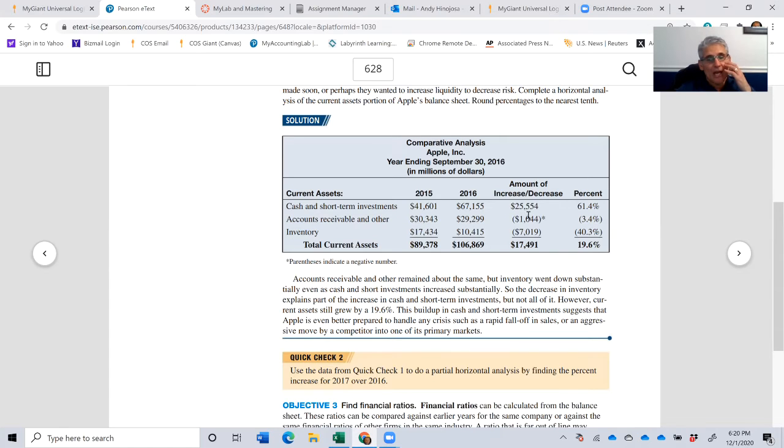Now we'll take that change and we'll divide it by the base year. The base year in this case is 2015. It's the first year. So 25,554 divided by the base year of 2015 of 41,601. This divided by that will give us 61.4%. And we do that for every one of the accounts. Those are just the current assets, but you could do it for any and all the accounts listed on the balance sheet.